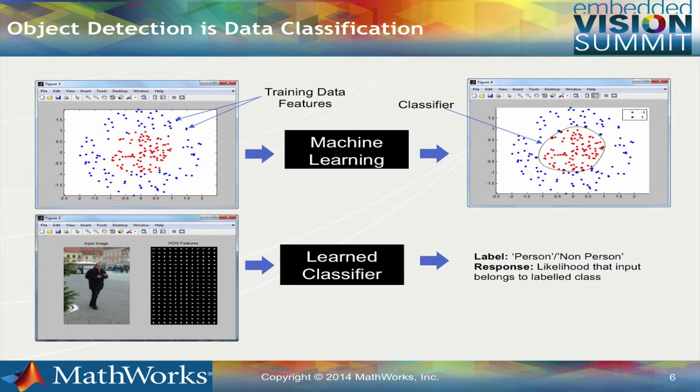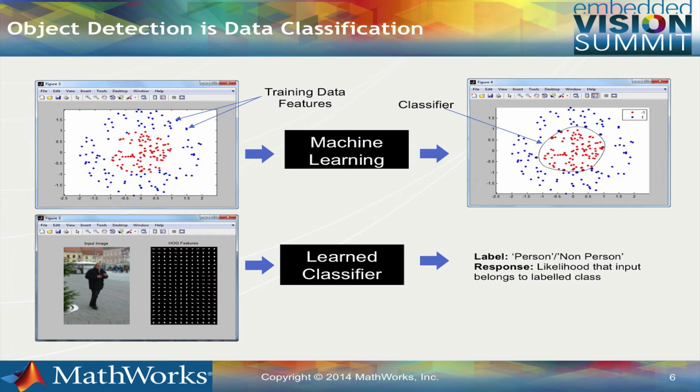So bringing that back to the pedestrian detector that I was talking about, I would take my image features, pass it through a classifier, and that would just simply give me a label, whether it's a person or a non-person, and some sort of response. It would be a confidence whether that was a person or a not person.